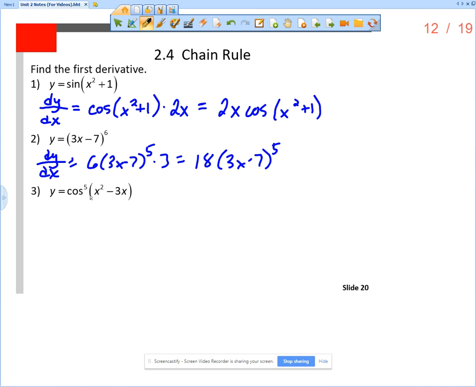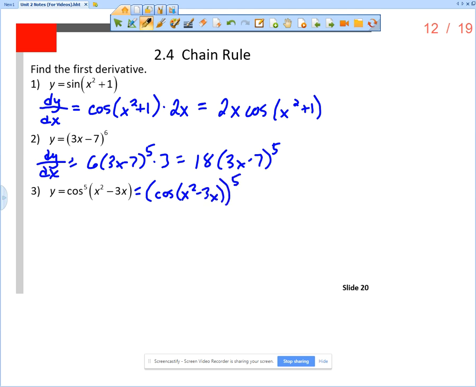All right, the next one is actually an even more complex function because I have cosine to the fifth of x squared minus 3x. Now, what does that really mean? When I put the fifth power there, it actually means that I have the cosine of x squared minus 3x all to the fifth.